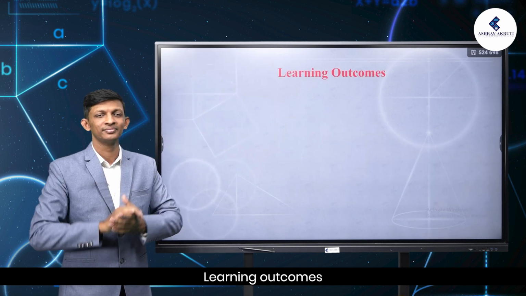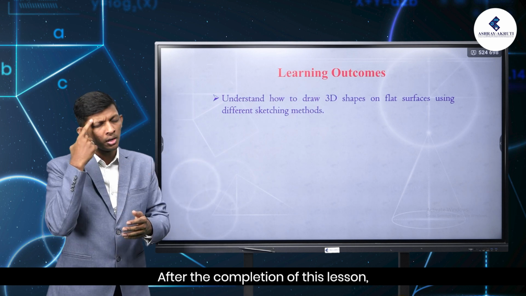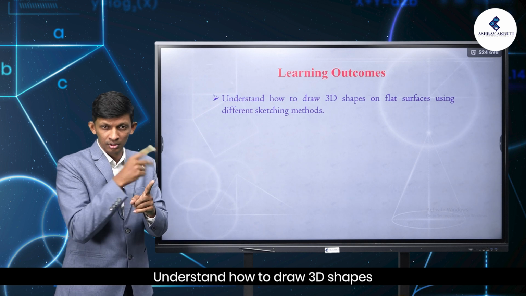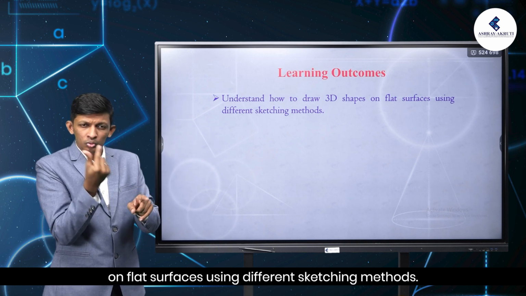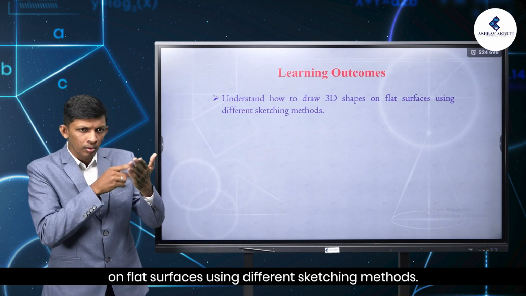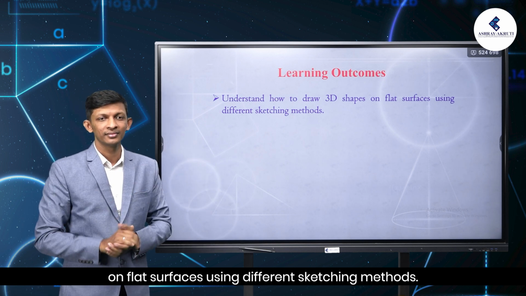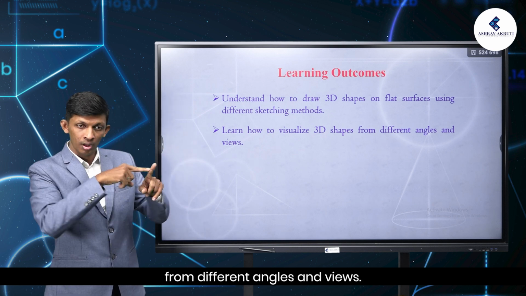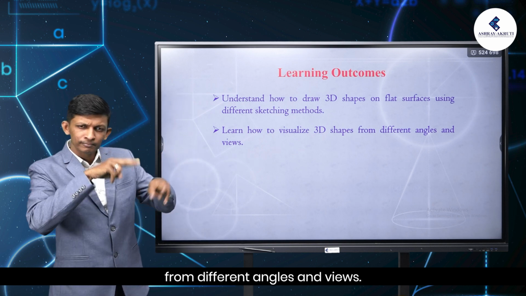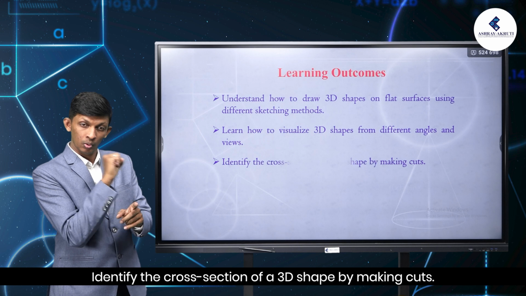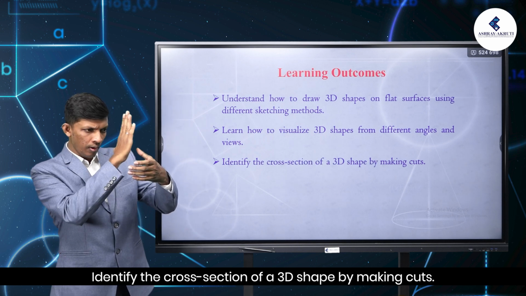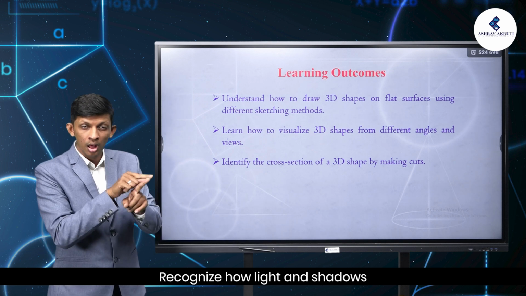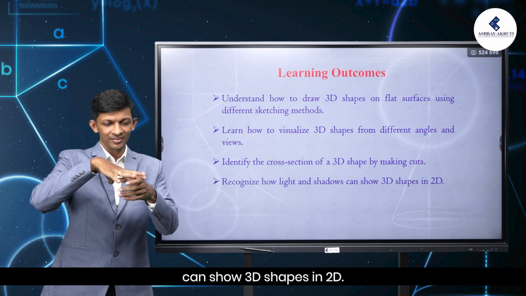Learning outcomes. After the completion of this lesson, you will be able to understand how to draw 3D shapes on flat surfaces using different sketching methods. Learn how to visualize 3D shapes from different angles and views. Identify the cross-section of a 3D shape by making cuts. Recognize how light and shadows can show 3D shapes in 2D.